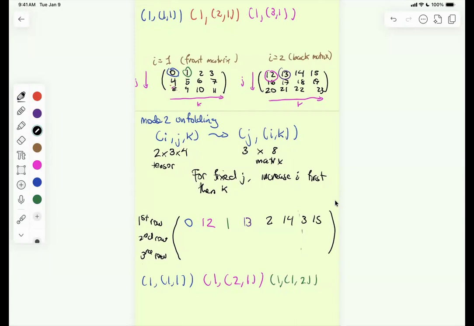And the others look kind of the same. So 4, 16, 5, 7, sorry, 5, 17, 6, 18. That's why it was useful to give different entries to everyone, to keep track of.